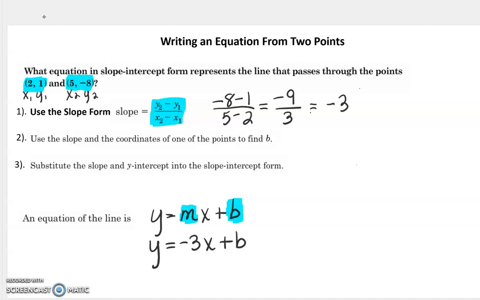Now here's the tricky part. How do we figure out what the y-intercept is? Well, we already have a few points on the graph, so we can actually plug in or substitute any one of those coordinates into our equation. So I'm just going to pick any one of these. I'm going to pick 2 and I'm going to pick 1. So I'm going to use the point (2, 1), this being x, this being y.